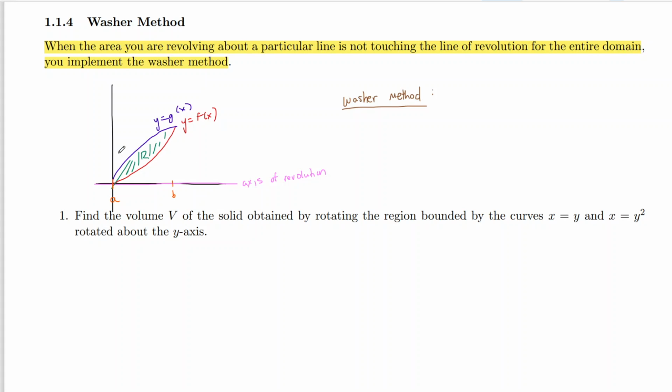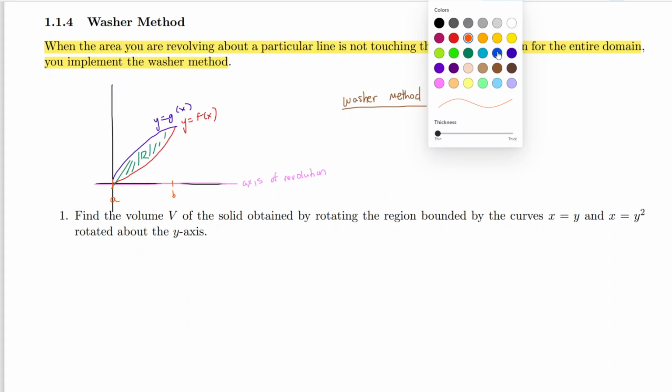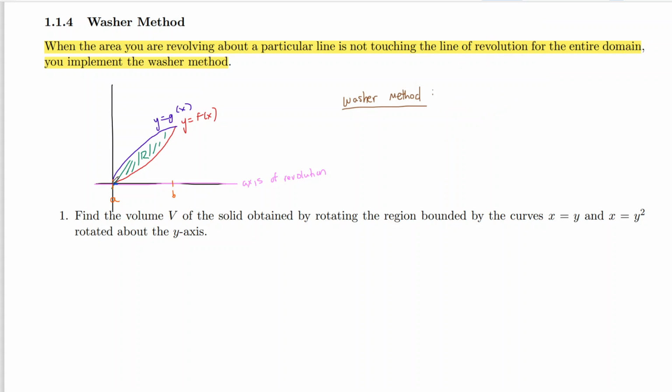Okay. But this is the domain, because if we just look at the domain of the section, it goes from the x value over here to the x value over here, and it's not touching the entire way. This one seems to be touching at one point, but that's not really important. The main thing is that it's not touching the axis of revolution the entire way. Right? Because it's not touching the entire way, our old method, the disk method, directly doesn't work.